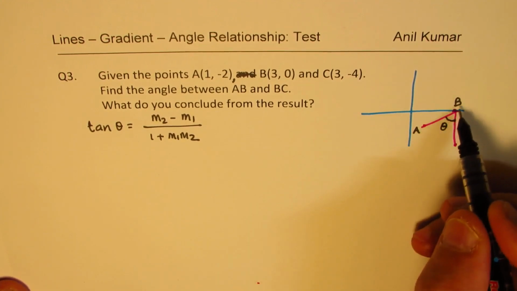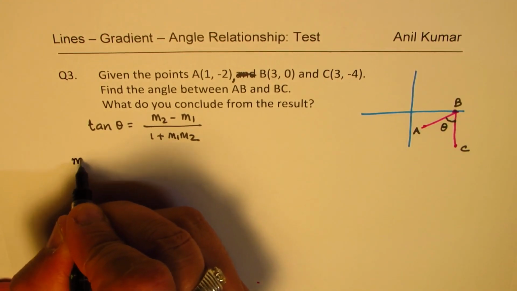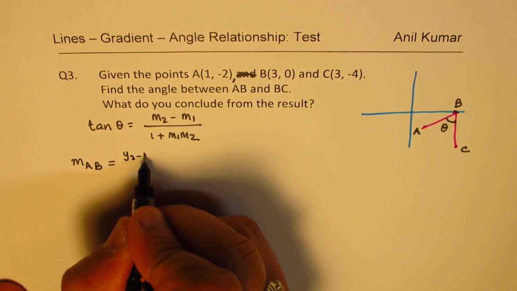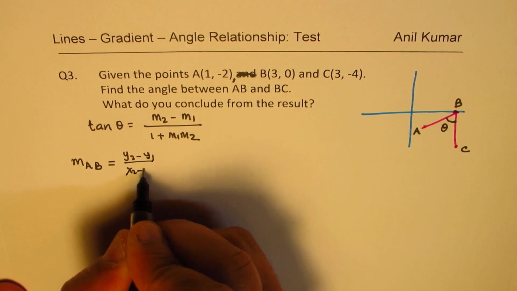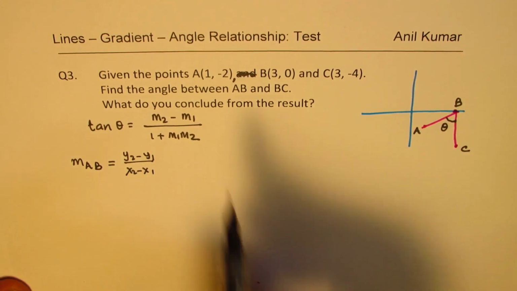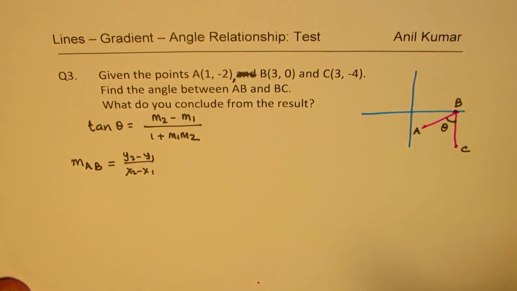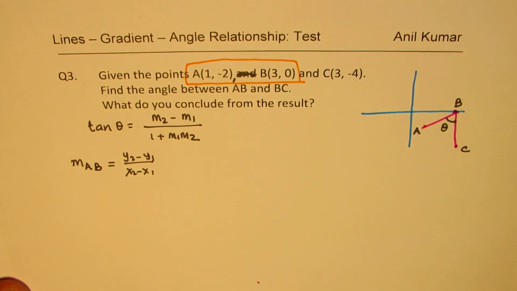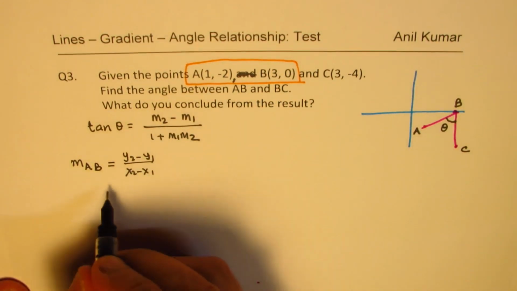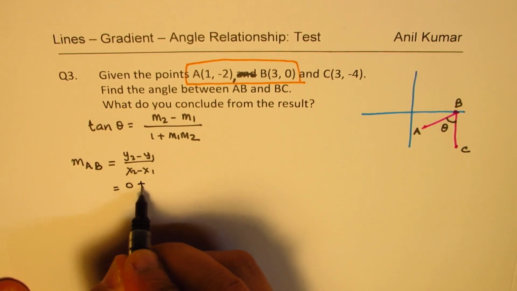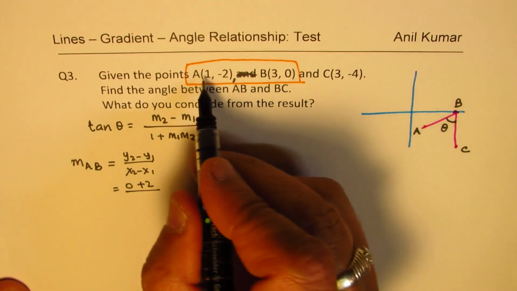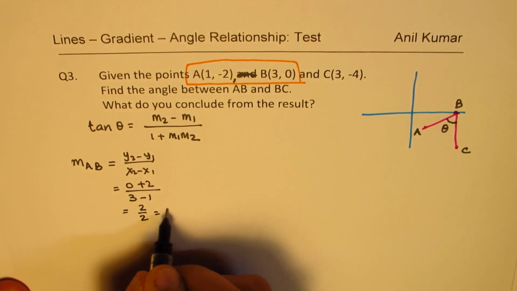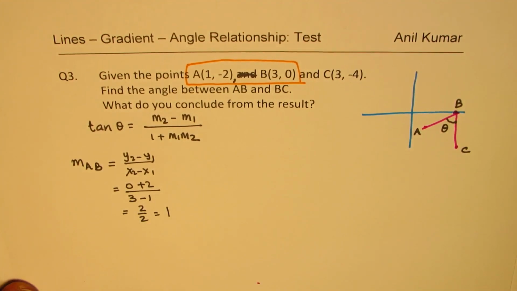So first we'll find the slope of each, right? What is the slope of A to B? Using the formula y2 minus y1 over x2 minus x1, for A to B the points of our interest are these two, right? So 0 minus minus 2, that is plus 2, over 3 minus 1. That gives you 2 over 2, and the slope is 1, right?